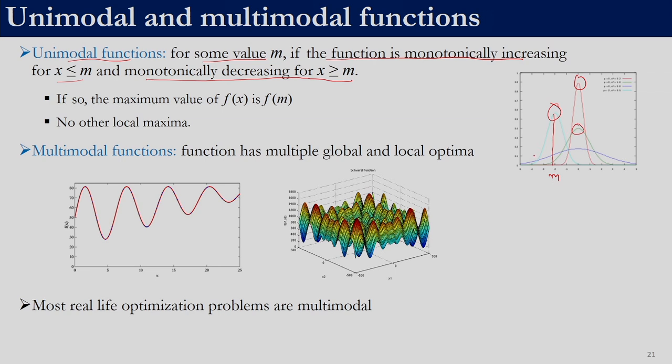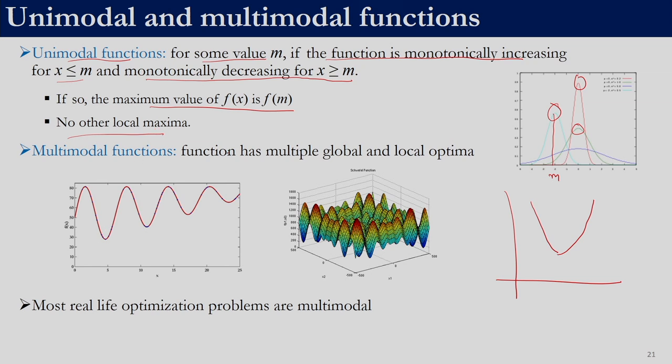Similarly, what we have shown over here is for maximization. For minimization, the function continuously decreases till a particular value and then increases beyond that value. So this is also a unimodal function. For a unimodal function, the maximum value of f of x is f of m. Here the value of the function is maximum at m. That's a nice property of unimodal functions. It has only one peak, so there are no other local maxima.